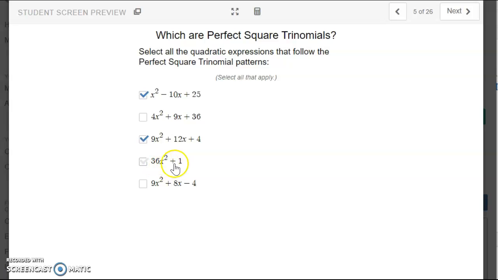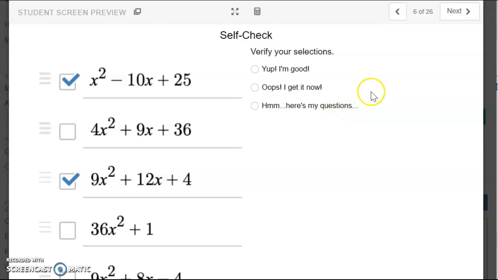What about this? This fails because we need 3 terms. We only have 2 terms. This is not it. What about this? 9x squared minus 4. Remember, the first term and the last term have to be perfect squares as well as positive. So this fails there. So we only have two that are correct. And these are the options that you should have.